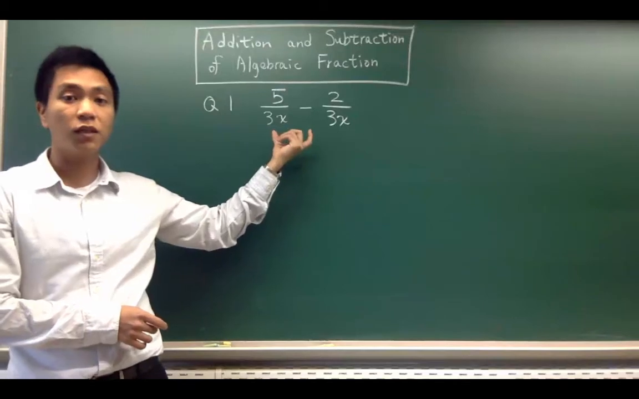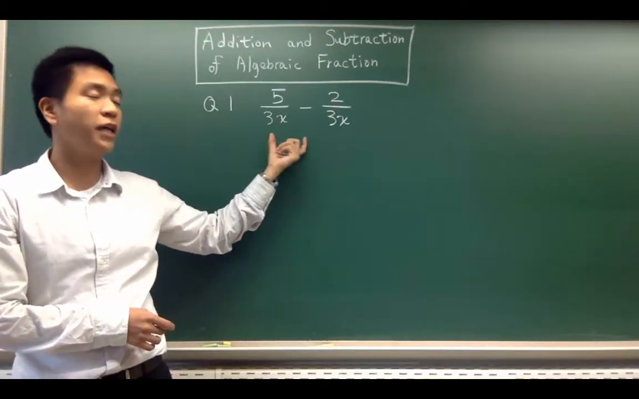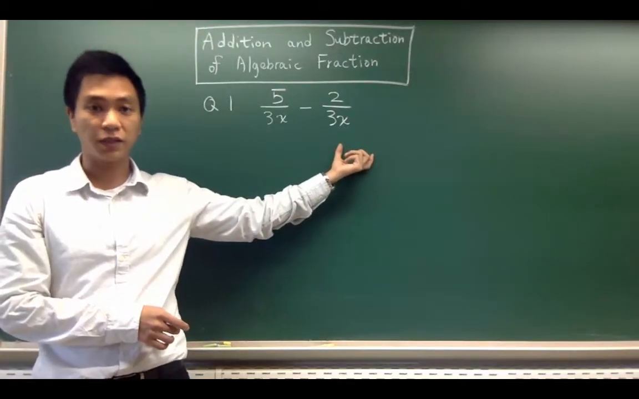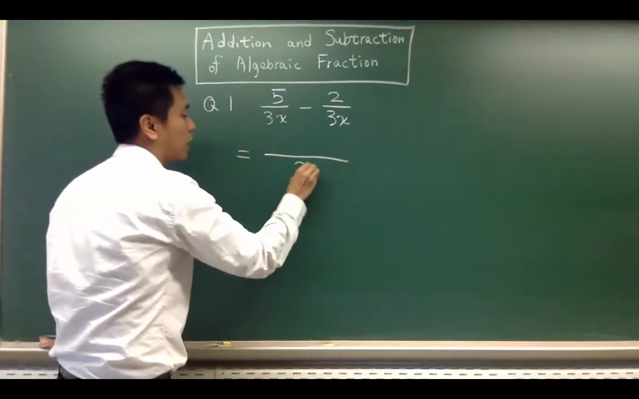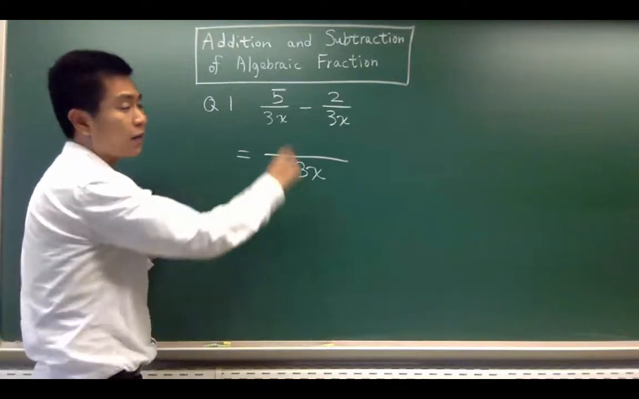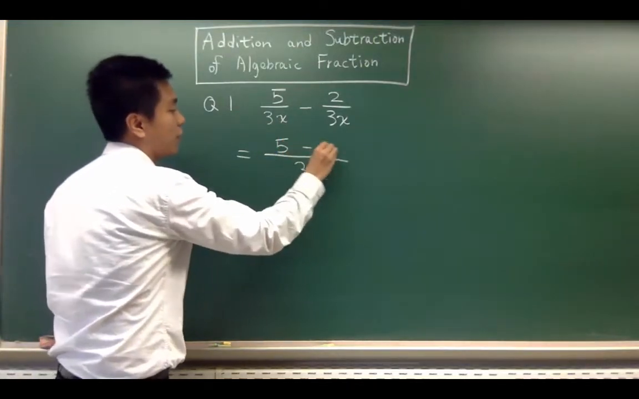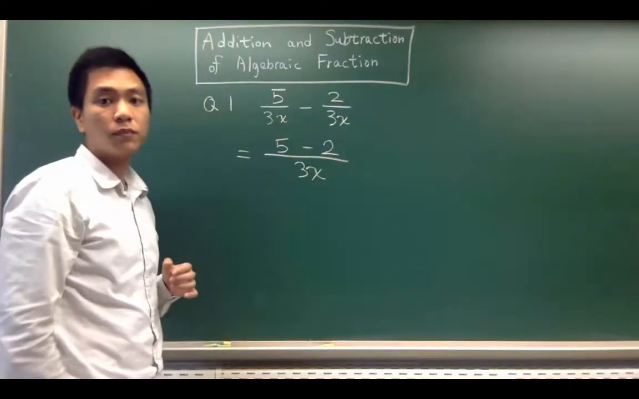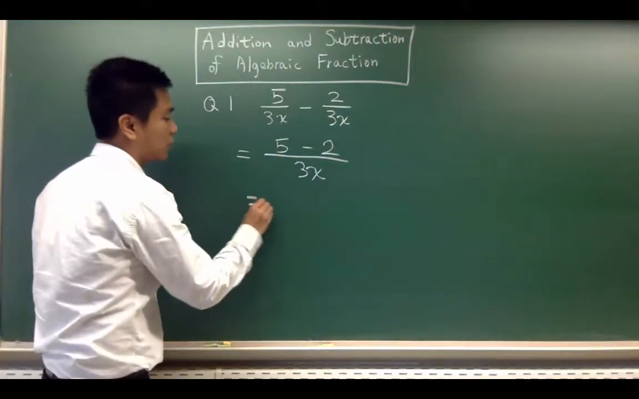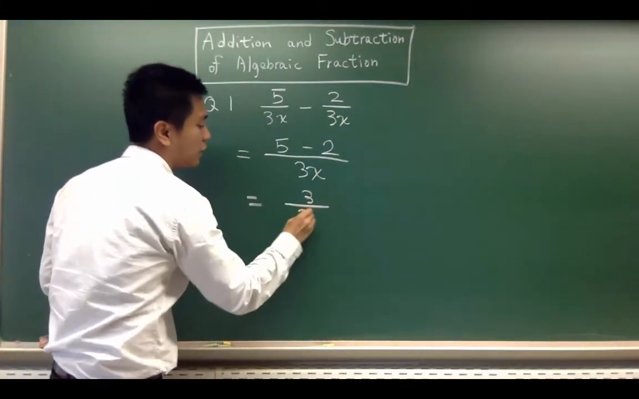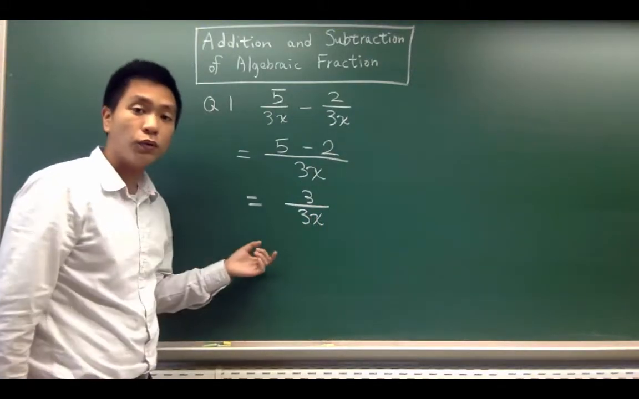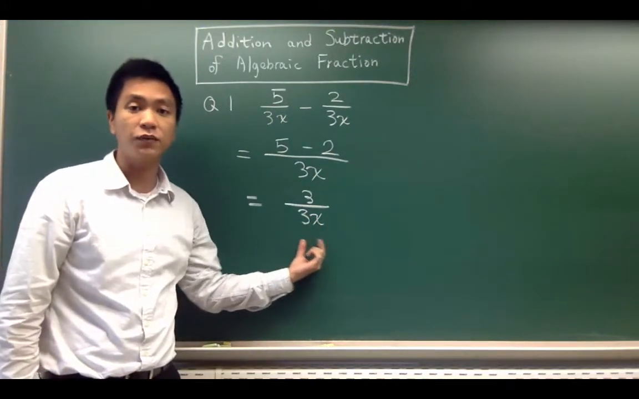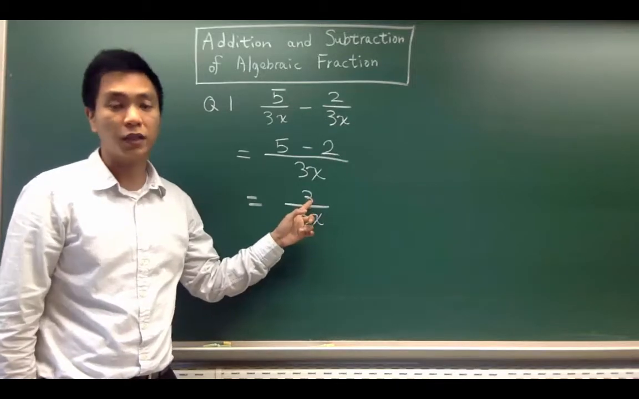First of all, you can see the denominator is 3x. This is also 3x. So we can use the common denominator, 3x, and then we can do 5 minus 2. So we get the numerator as 3, and the denominator is 3x. And at this point, you can see the denominator is 3 times x, and the numerator is 3.